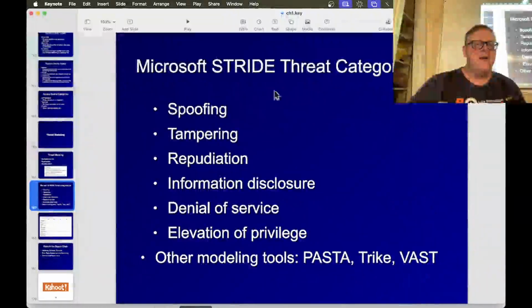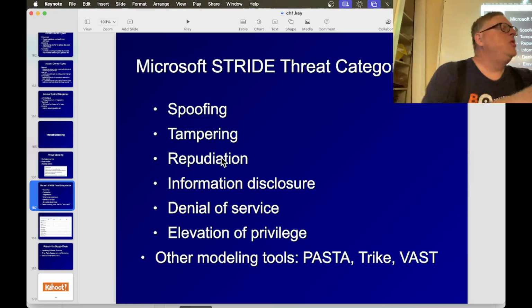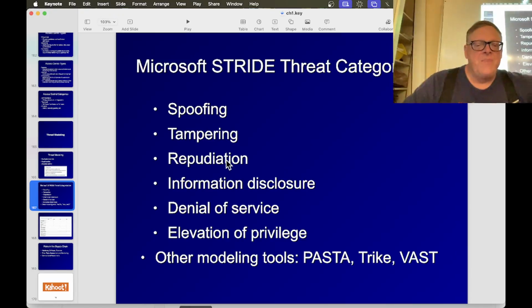what bad things could happen. Microsoft has the STRIDE threat categorization. It's an acronym, so it's spoofing, tampering, repudiation. Repudiation is when you deny what you've done. If you don't have good logs, people can do a bad thing and then deny they've done it. If you have good logs, people cannot deny later what they've done. Information disclosure, denial of service, and elevation of privilege, those are a way to categorize the possible threats. There are other ones too.